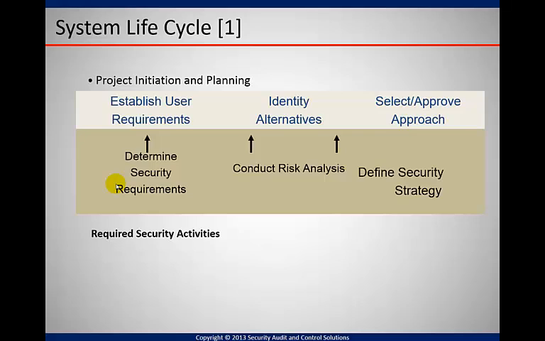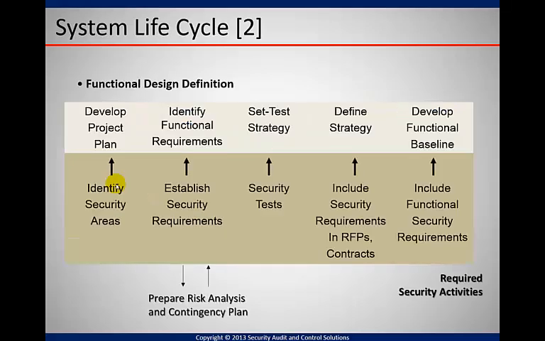Now, for each part of the system development lifecycle, let's look at the actual phases. Phase 1, we've got project initialization and planning. As you can see there, from a development point of view, we have to establish user requirements. From a security point of view, we have to determine our security requirements. We have to identify alternatives from a business point of view, and security will conduct a risk analysis. Business will select and approve. Security will define a security strategy based on the selection or the improvement of software.